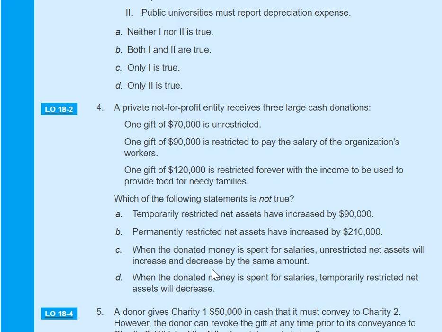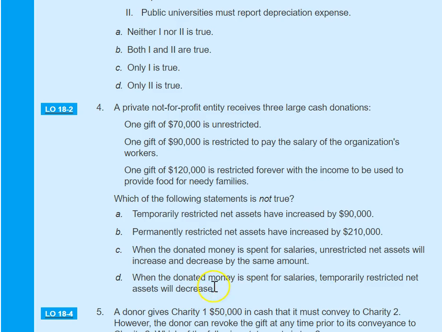Yes, this is also true because when they pay those salaries, that means they are fulfilling that condition, then those amounts will be transferred from the temporarily restricted to unrestricted. So in that sense, unrestricted will increase, but at the same time they are paying salaries, so they have to record the salaries expense and they have to reduce their unrestricted amounts.